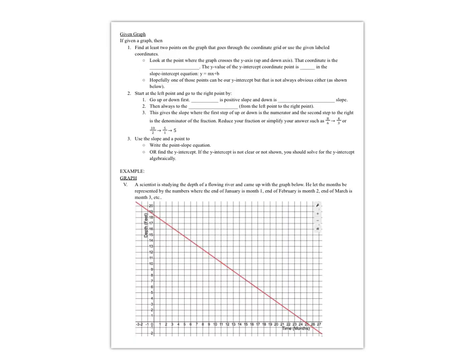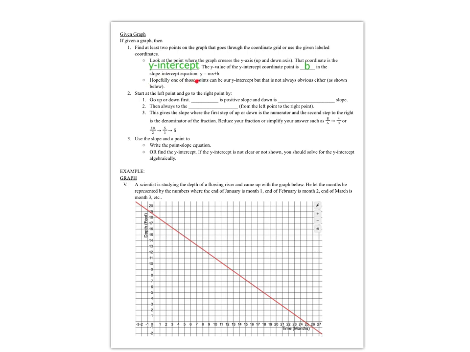Another scenario you might have is a graph. If you're given a graph, then find at least 2 points on the graph that go through the coordinate grid, or use any given labeled coordinates. Try to look at the point where the graph crosses the y-axis. That's right here. Remember that coordinate is called the y-intercept. The y-value of the y-intercept point is b in the slope-intercept equation, y equals mx plus b.